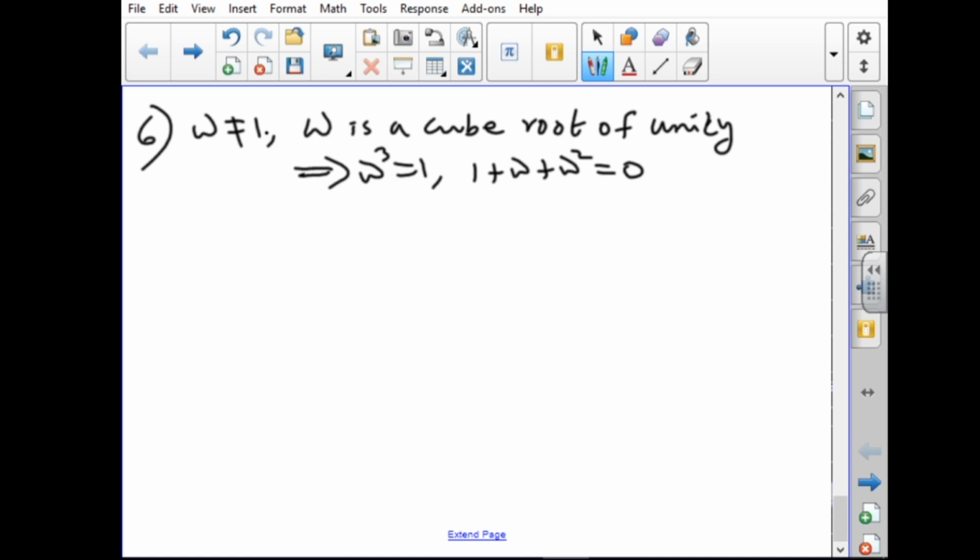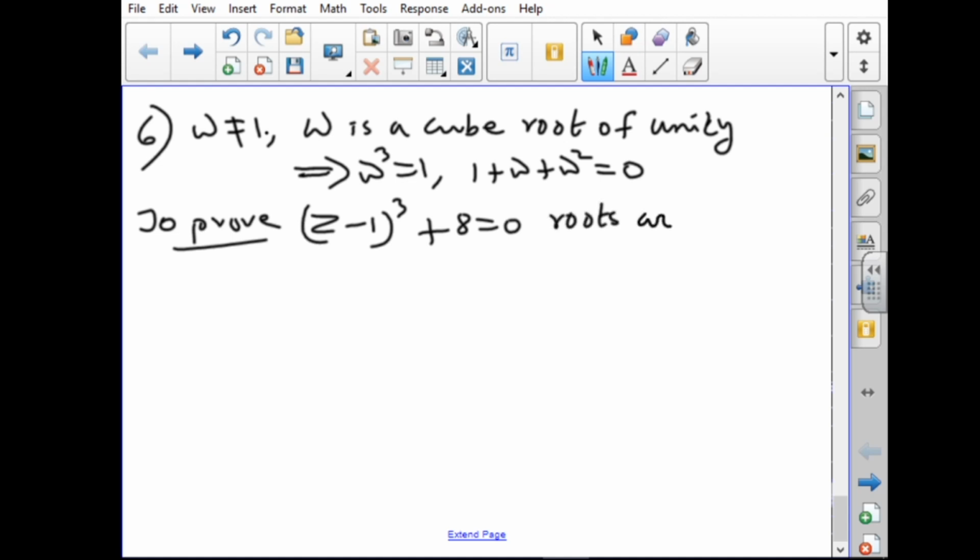So now we have to show that the roots of the equation z minus 1 the whole cube plus 8 equal to 0 are minus 1, 1 minus 2 omega and 1 minus 2 omega square.